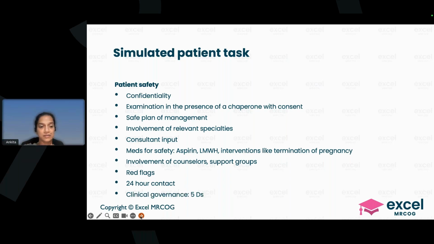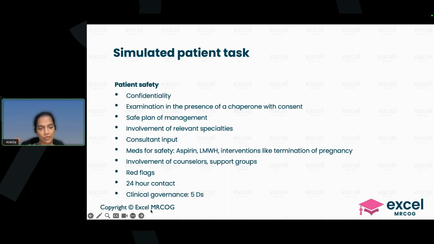Clinical governance. In clinical governance, there are 5 Ds. There is DVT prophylaxis, there is DATIX, there is discussion, that is feedback, okay? Debrief, duty of candor, okay? So these 5 Ds. DVT prophylaxis would not be in clinical governance, but we remember the 5 Ds that are involved.